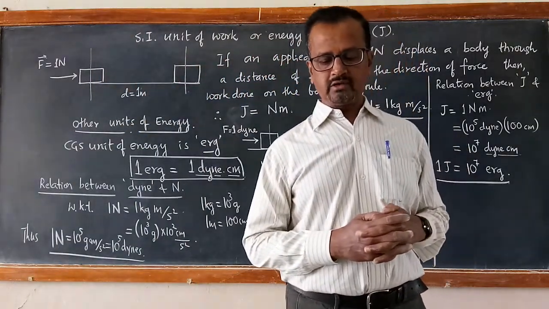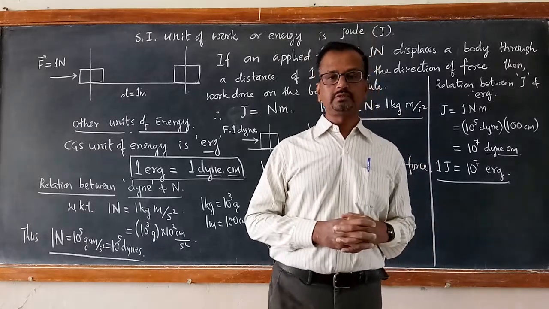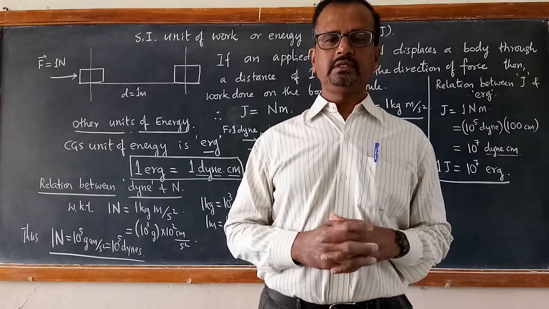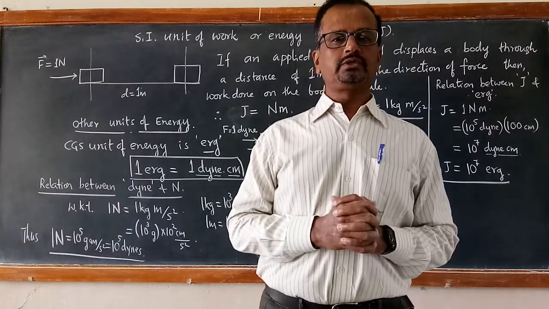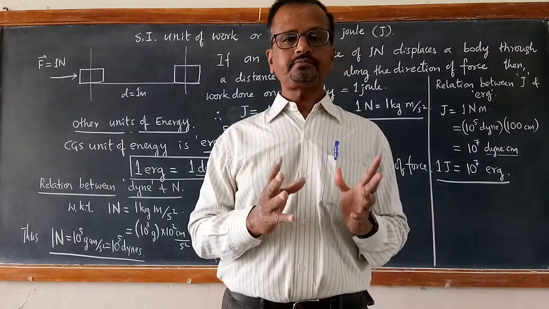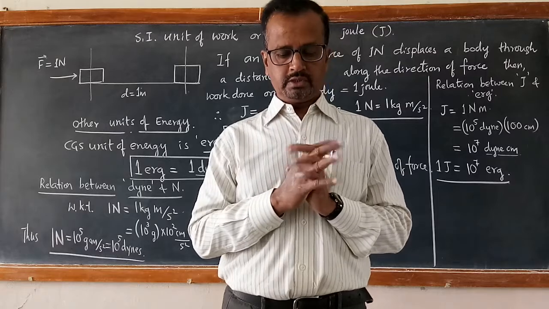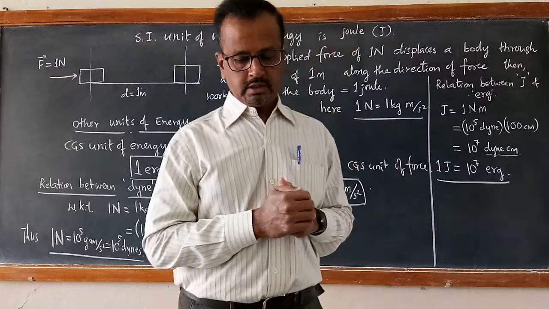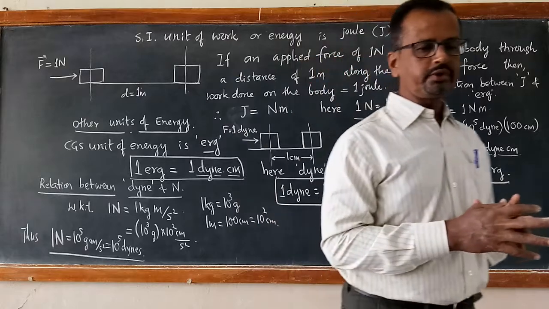Now other units of energy are also being used. That is 1 electron volt. When we study nuclear reactions, the energy evolved is always measured in terms of electron volt. So 1 electron volt is equal to the charge of an electron multiplied by volt. So that comes out to be 1.6 into 10 raised to minus 19 joule. So 2 more units are there.